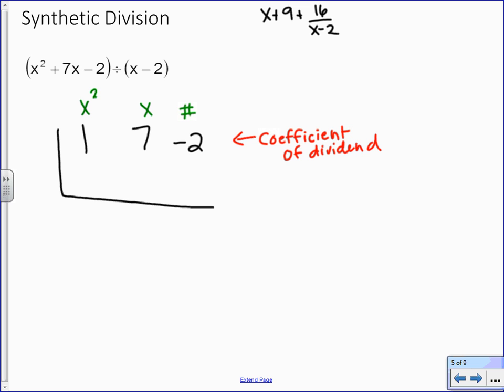Outside of the synthetic box, we need to put sort of like our divisor, what we're dividing by, but we don't want to put an x out there, so we don't want to write x minus 2. Take your x minus 2, set it equal to 0, and solve for x. So what should x be on the outside? X equals 2. If I have x minus 2, then put a positive 2. Okay, if it looked like divide by x plus 2, it would be a negative 2.